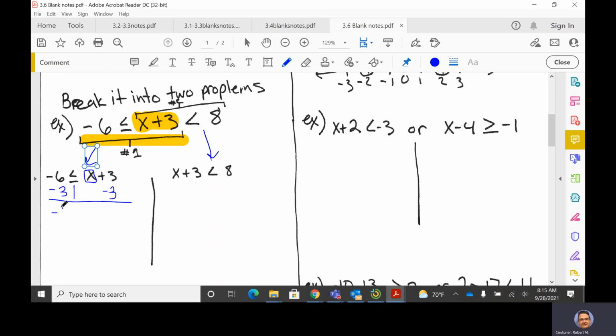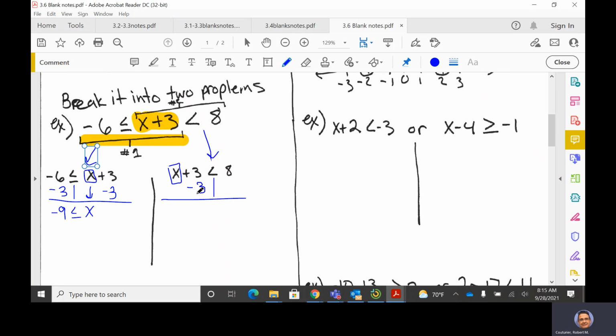So it leaves us with a -9, less than or equal to, and the x can come straight down. There's one piece solved. Now this one is the same thing. We are here and we're trying to solve this. So we want to solve for x.